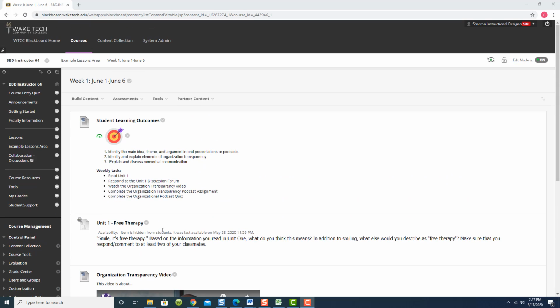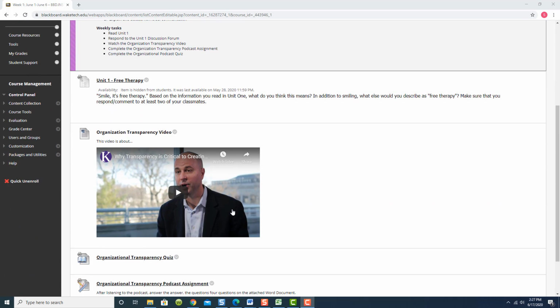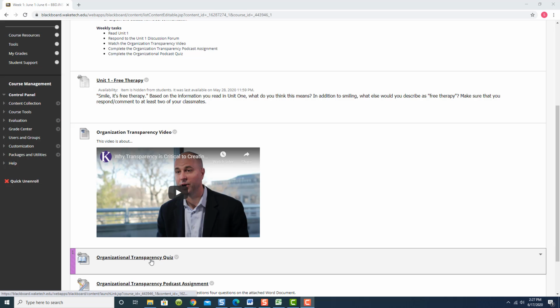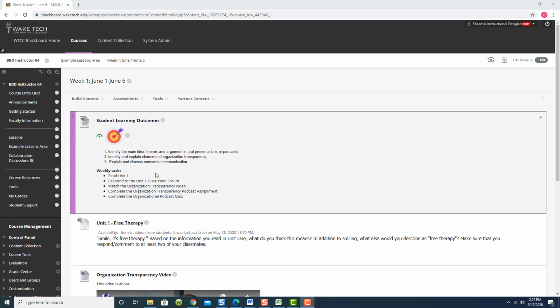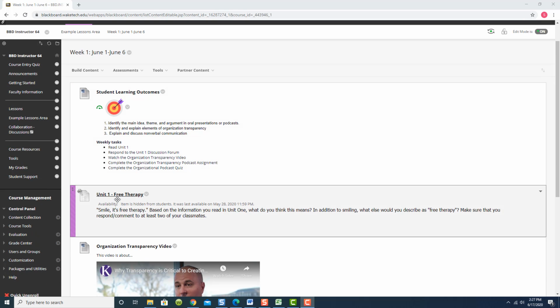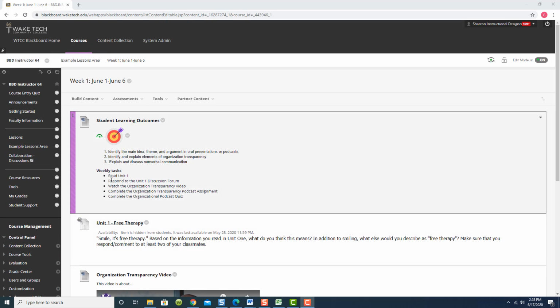And also this quiz right here is a quiz on organizational transparency. And then number 3, explain and discuss nonverbal communication. As you can see, that relates to this assignment right here, where students are explaining and discussing nonverbal types of communication. And then that weekly task list relates to the tasks that are due in this lesson.